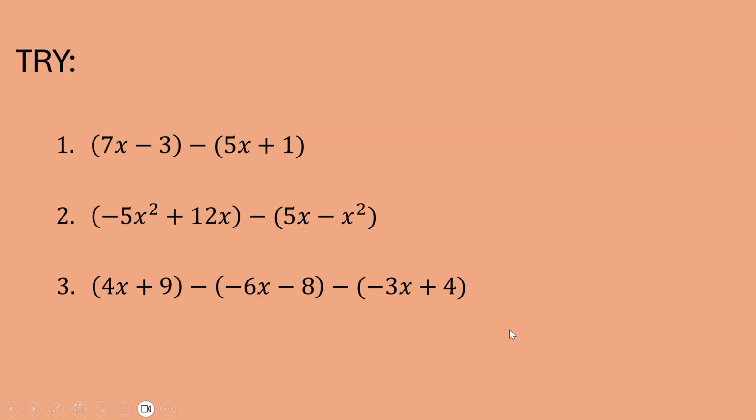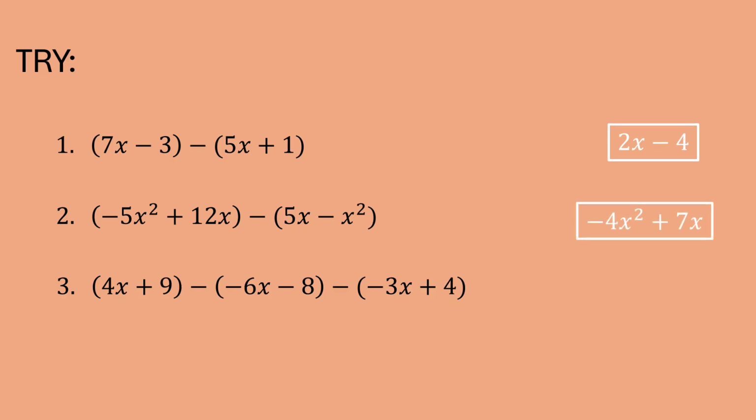Okay, go ahead and try these three. Hit the pause button and come back to see if you got the same answers. Okay, for number 1, you should have gotten 2x minus 4. For number 2, you should have gotten negative 4x squared plus 7x. And number 3, again, it might look complicated, but the rule still applies.